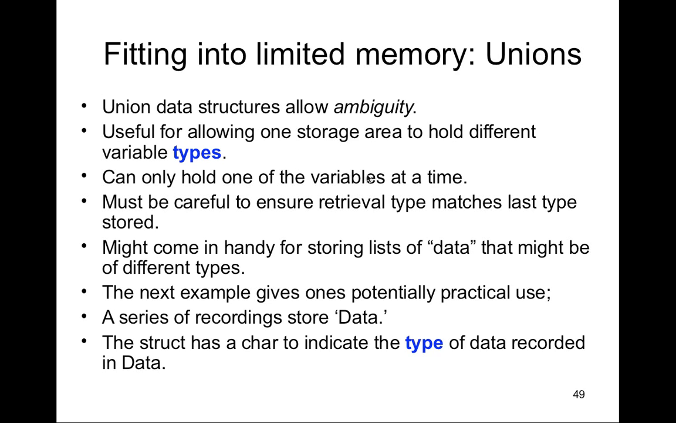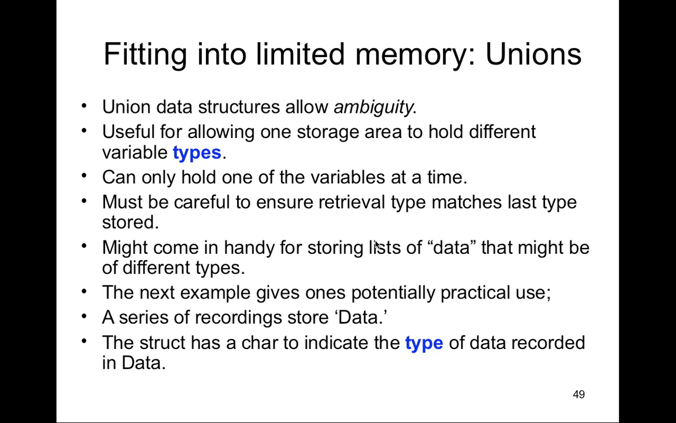It can only hold one of the variables at a time and you must be careful to ensure that the retrieved type matches at least the last type that was stored. So if you're using a float, you're retrieving it as a float. You're using it as a float. Otherwise, if you try to use it as something else, you're going to get a type error. It's going to be the wrong type. And it might come in handy for storing lists of data that might be different types.